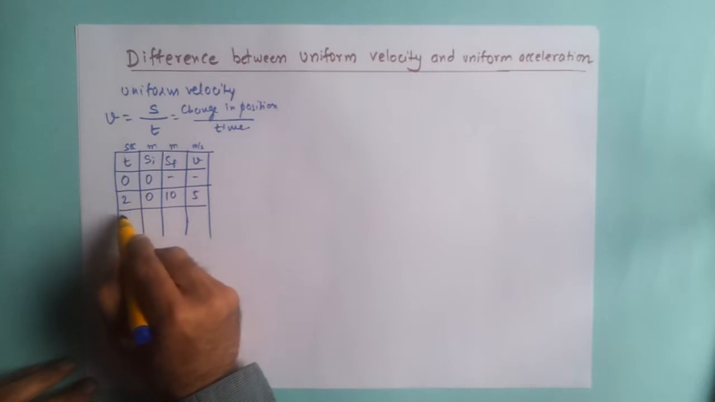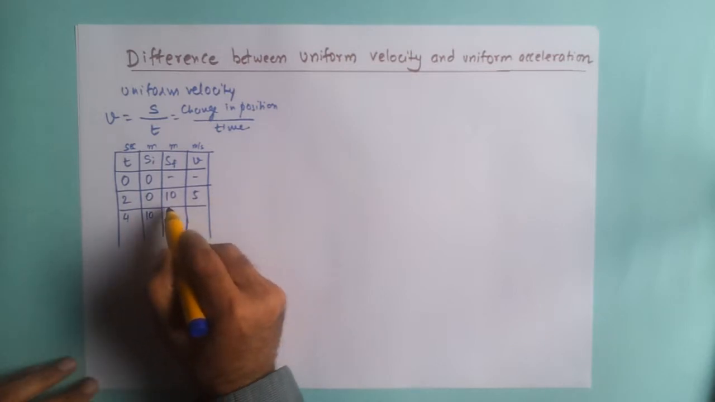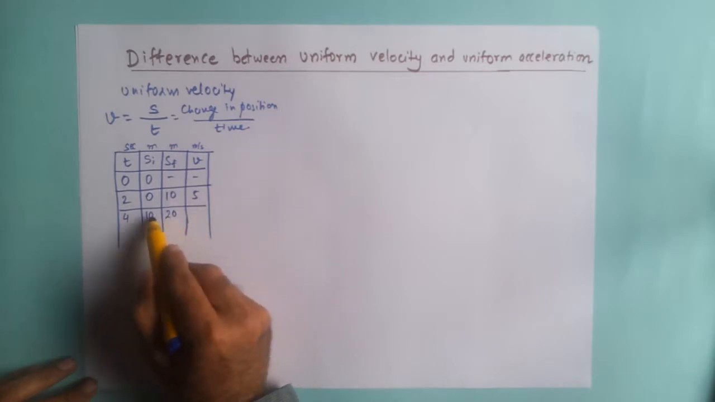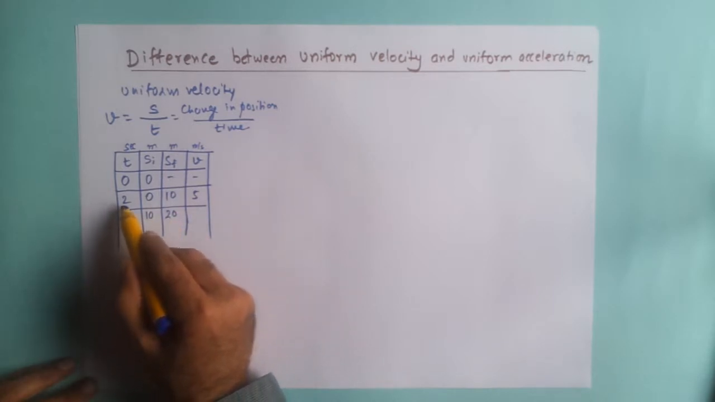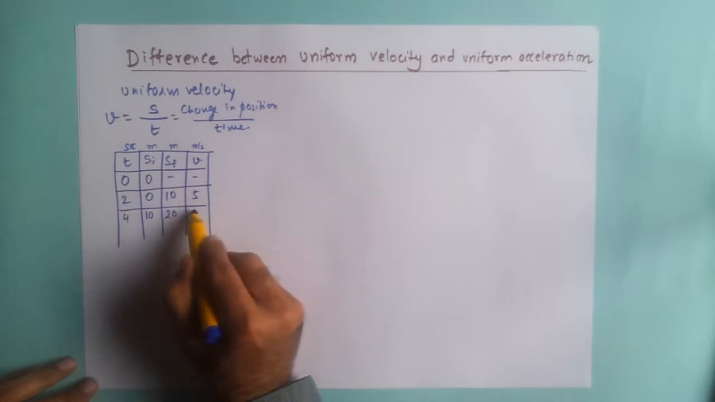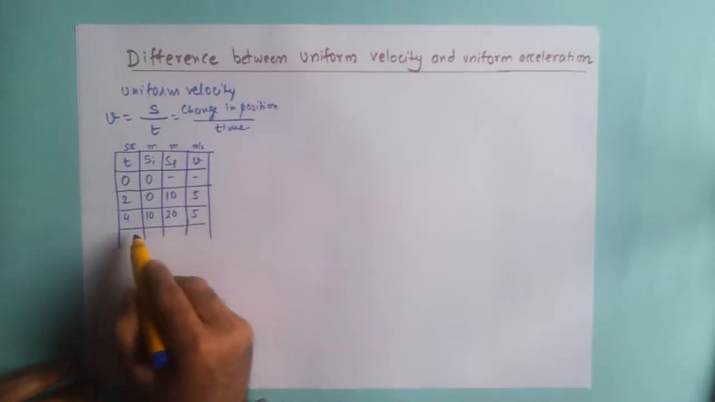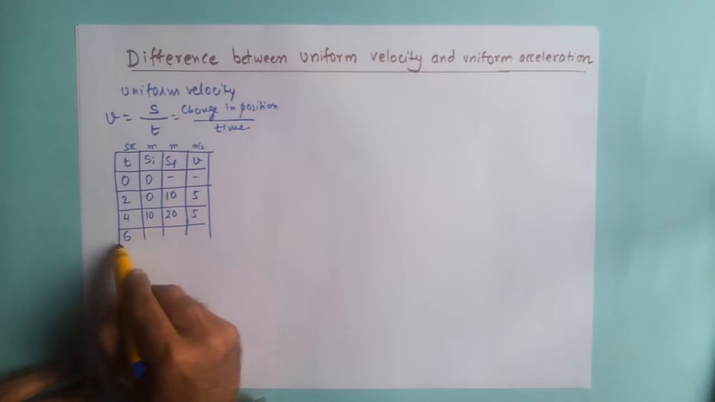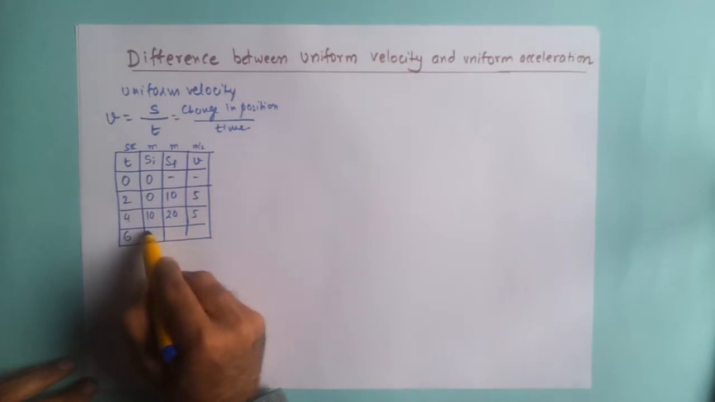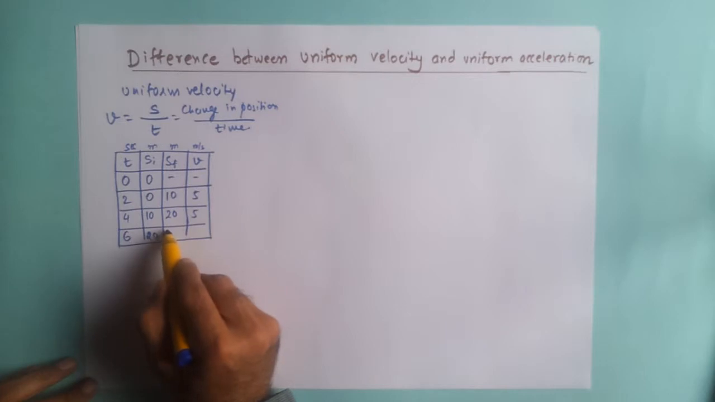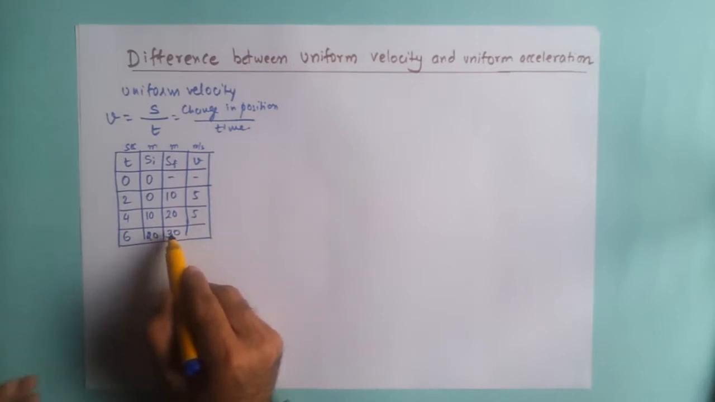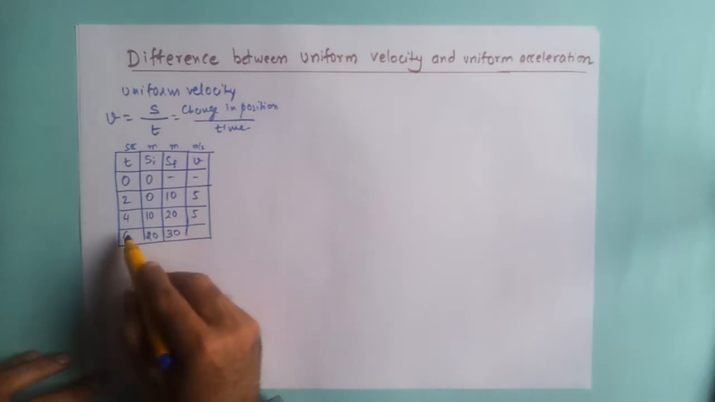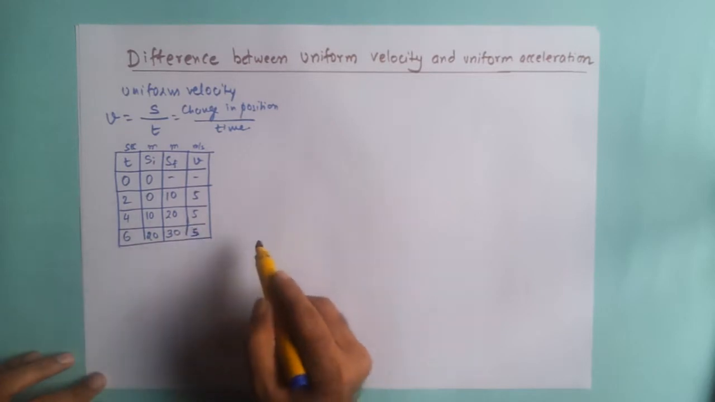Let us say in the next 2 seconds, that means after 4 seconds, the initial position is 10 and it goes to 20. So the change in position is again 10 and the time taken is 2 seconds, so again the velocity will be 5 meters per second. In the next 2 seconds, at the end of 6 seconds, the position goes from 20 to 30. So again the change in position is 30 minus 20, 10, upon 2, which gives me again a velocity of 5 meters per second.